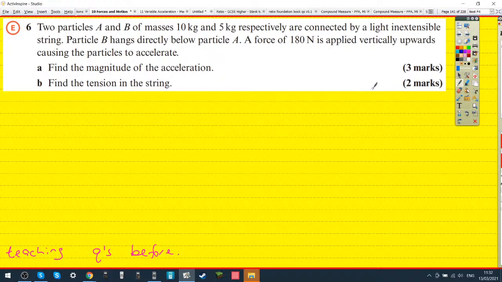So, do both particles have 180 being applied to them, or is it just all together? So B is below A. 180 is, I think, connected to A. So I think you have A, you have B, and then this is 180 newtons. And then you have 10 kilograms going down for A and 5 kilograms going down for B.